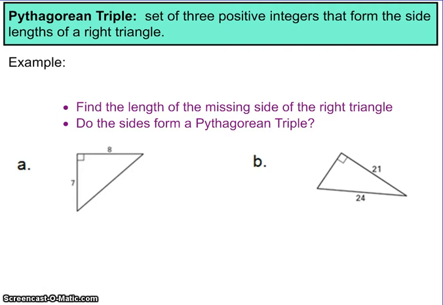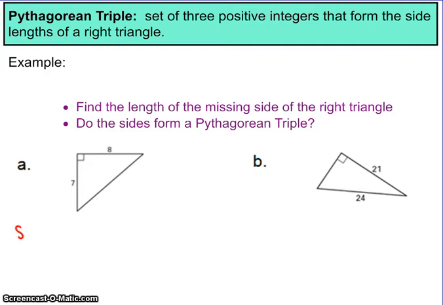Alright, so a Pythagorean triple is when we have three perfect integers. They're going to be positive because the distance cannot be negative. So if all of these are integers, not decimals, not radicals, then we will have a Pythagorean triple. So I'm going to do the Pythagorean theorem here.